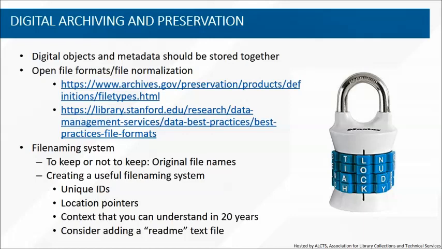Another aspect of a digital archiving and preservation system is file naming. And it relates to this idea of file normalization. It's not necessarily the case that you always want to keep every file in the same format, but you do want to consider what formats are appropriate for archiving and what formats are appropriate for access. And you want to be mindful of file naming schema so that you have more intellectual control over those files, and that relates to this concept of metadata. So it's always important to have a useful file naming system that incorporates unique IDs, location pointers, and anything else that would help future professionals to understand what's contained in the files when you might not be around to tell them.